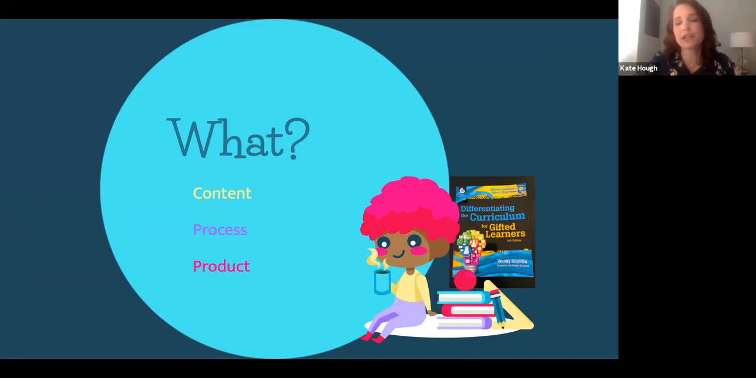It's a nice reminder for gifted facilitators just on key essentials for differentiation, but it also is a useful tool for classroom teachers. So I really liked this book. I think it's well written and very user-friendly.